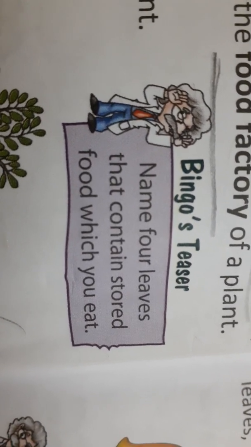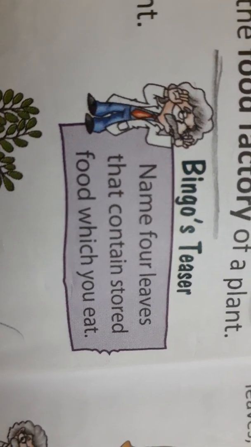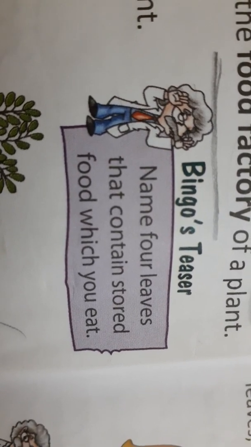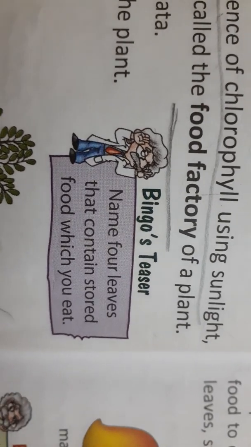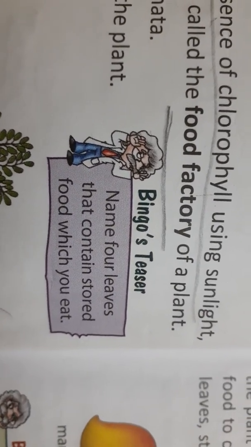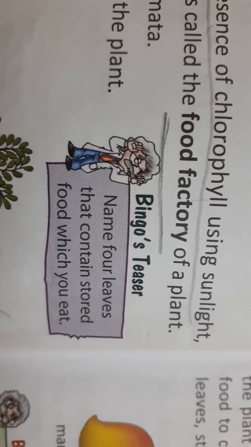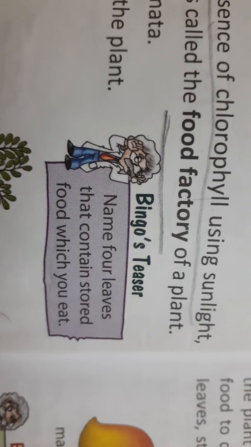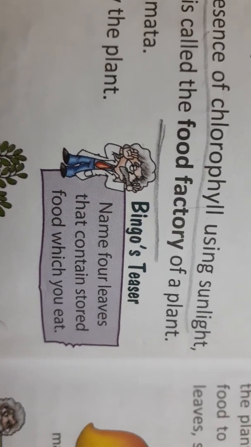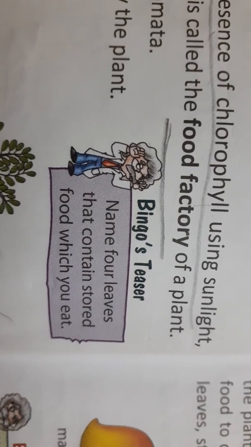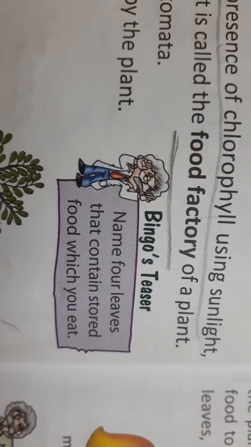Bingo's teaser. Can you name 4 leaves that contain stored food which you eat? Coriander, betel leaves, cabbage, spinach, fenugreek are some of the leaves that contain food.